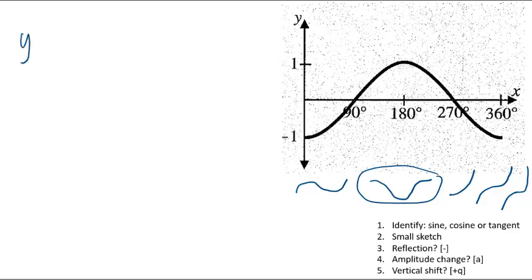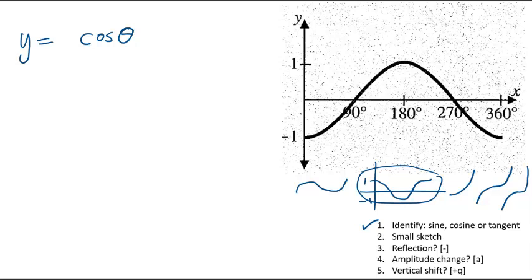So I'm going to start off by saying y is equal to cos of theta. I'm leaving a space in front for the coefficient. So step 1, done. Step 2, do a small sketch. I've done that already. So if I just place my xy over there, then this would be 1 and this would be -1.